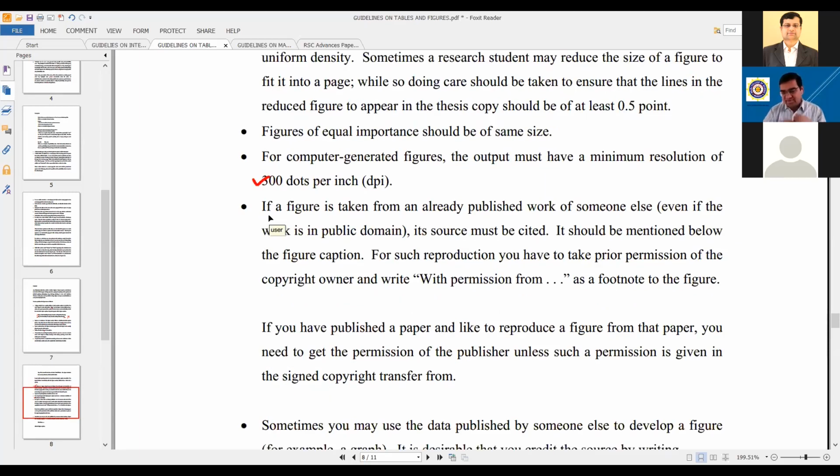You can make figures in PowerPoint. You can make figures using different software. You can even make graphical abstracts, right? Whenever you approach any journal, they will ask you to submit figures separately, and they should have good resolution. The minimum requirement is 300 dots per inch.